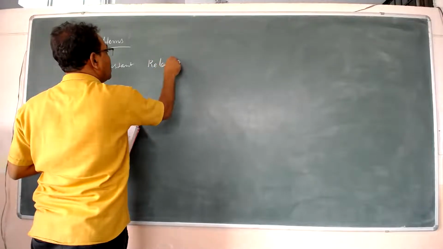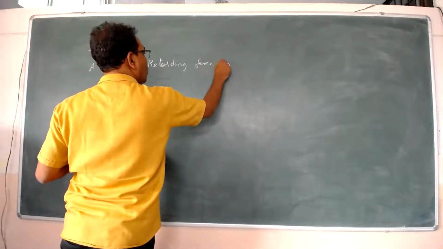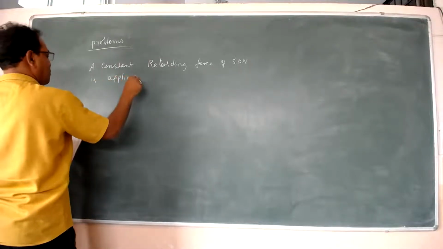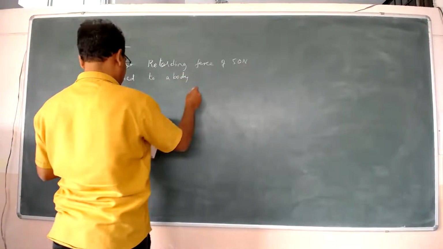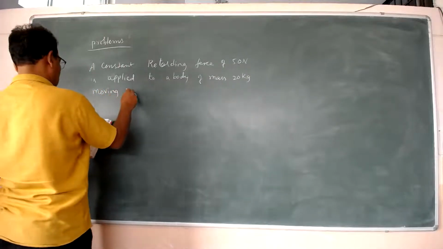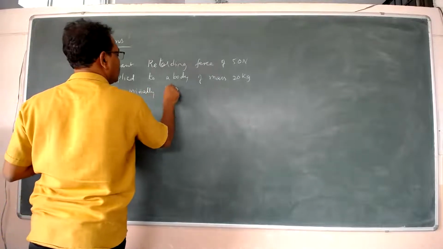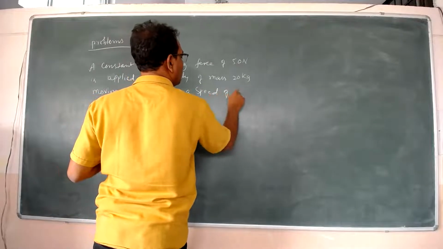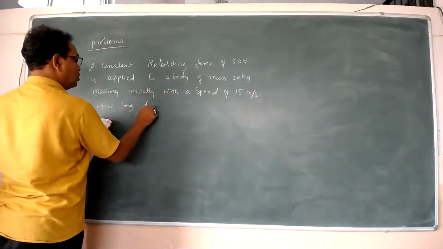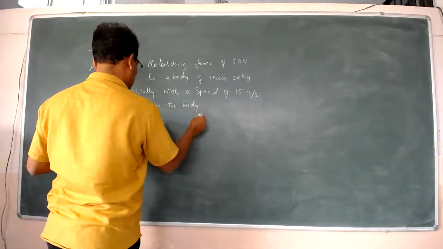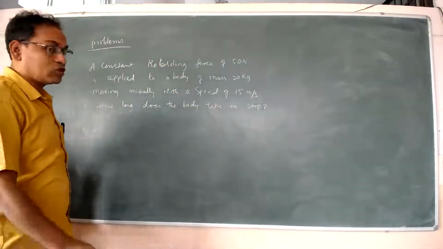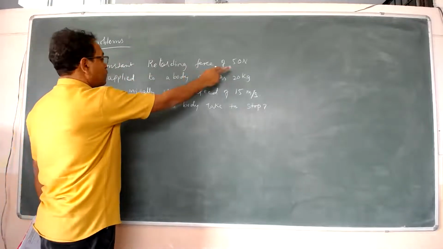A constant retarding force of 50 Newton is applied to a body of mass 20 kg moving initially with a speed of 15 meters per second. How long does the body take to stop? So here the question is asking, a constant retarding force of 50 Newton is applied to a body.